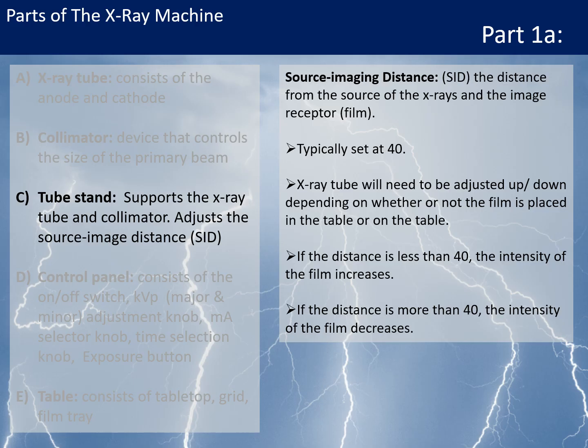The source imaging distance, or SID, is the distance from the source of the X-rays to the image receptor or film. This is typically set at 40. X-ray tubes will need to be adjusted up or down depending upon whether or not the film is placed in the table or on the table. If the distance is less than 40, the intensity of the film increases. If the distance is more than 40, the intensity of the film decreases.